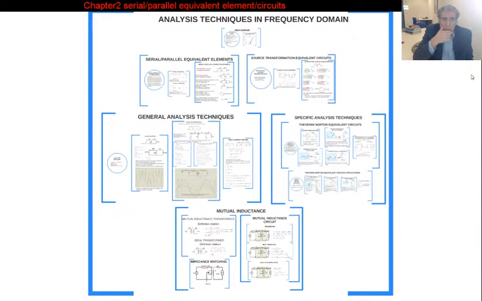So we are in frequency domain. The next video, this is the second video of this chapter: serial parallel equivalent elements. We will be seeing another equivalency concept about the source transformation. These are the equivalent circuits which have some advantages in frequency domain with respect to time domain. And we will be seeing general analysis techniques, specific analysis techniques, Thevenin and Norton equivalent circuits, and the new element, mutual inductance, in this chapter.